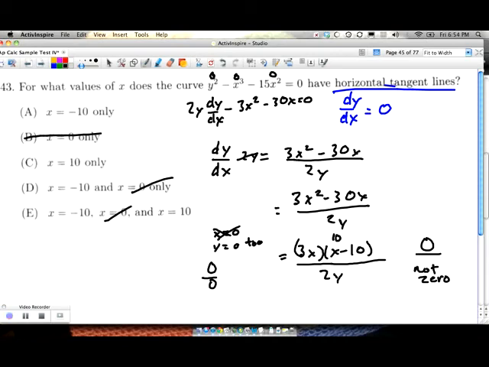But if I were to plug in 10, that does work if x equals 10. Because if I plug in 10 to the original equation, that's going to be, what, negative 1,000? This is minus 1,500. So y squared is not going to be 0. It's going to have some other value. So if x equals 10, y does not equal 0. Therefore, it is a horizontal tangent, because that allows us to have 0 over a not 0 number. So it would be at C, x equals 10 only.